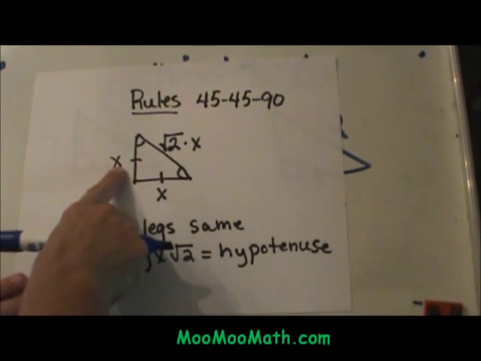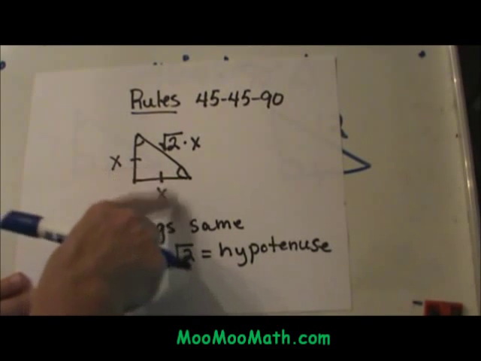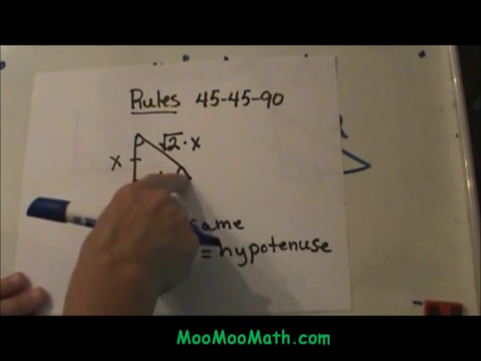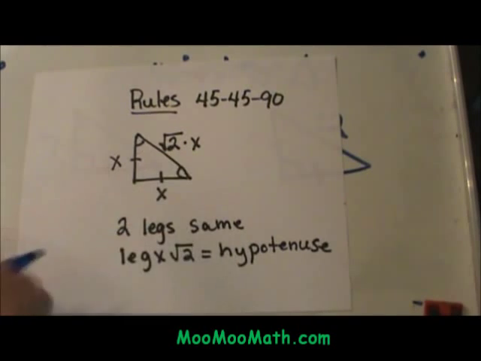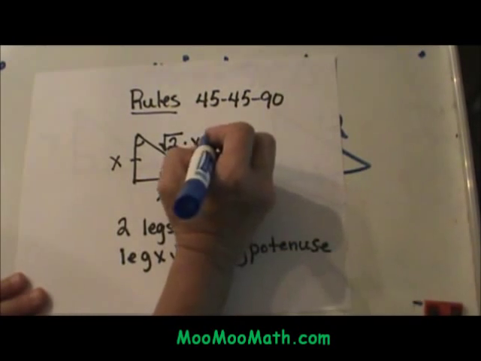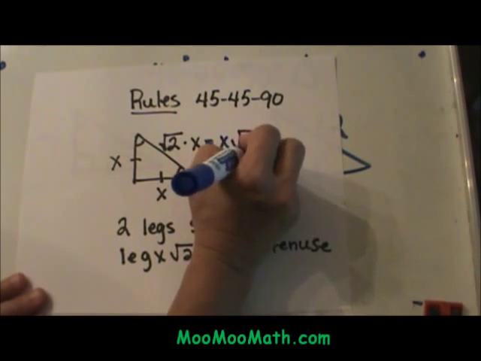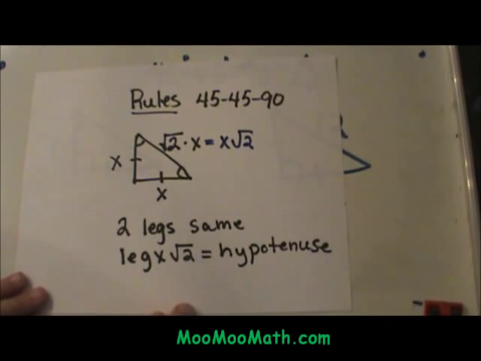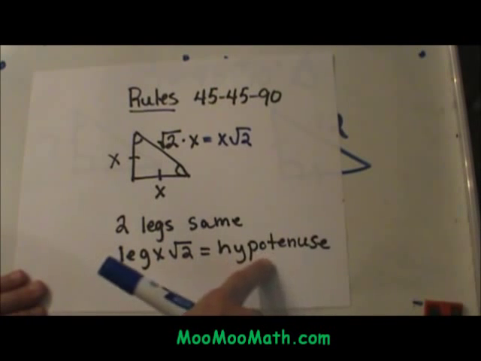If you know one leg, you actually know the other leg, because remember, this is isosceles, so these two sides are the same. And there is a ratio: all you need to do is take one of the legs and multiply it by the square root of 2 to get the length of the hypotenuse. You can always write this as x with the square root of 2 after it to keep it looking mathematically correct. So the two legs are the same, and the leg times the square root of 2 gives us the length of the hypotenuse.